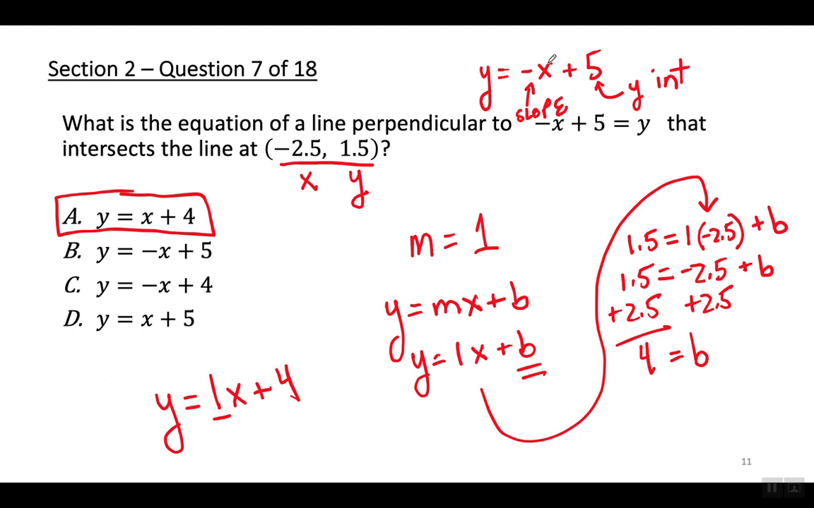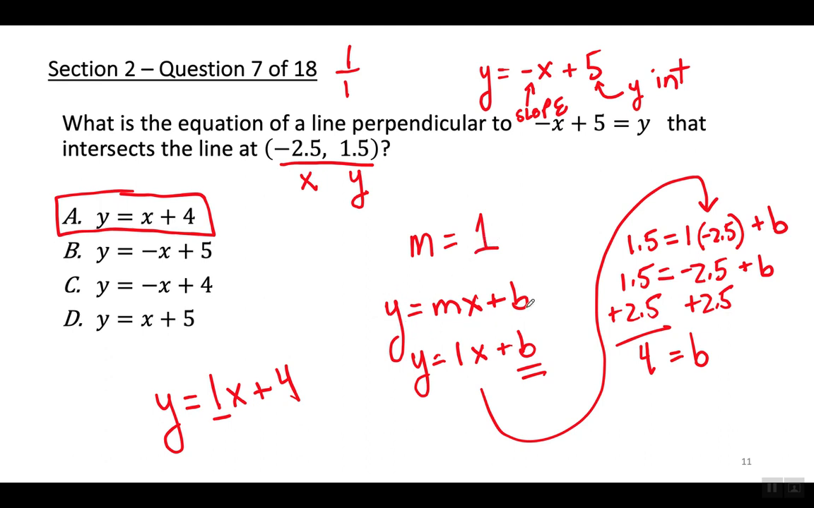Y eso es importante porque cuando dos líneas son paralelas, tienen el mismo slope, pero cuando son perpendiculares, el slope de la otra línea perpendicular es el signo opuesto de este signo y el recíproco del slope de esta línea. Así que el signo opuesto de negativo sería positivo. Y como esto es 1, el recíproco de 1 también es 1. Porque 1, si lo escribimos como una fracción, es eso. Y el recíproco sería la misma cosa. Así que eso es lo que escribí aquí. El slope de la línea perpendicular va a ser positivo 1.